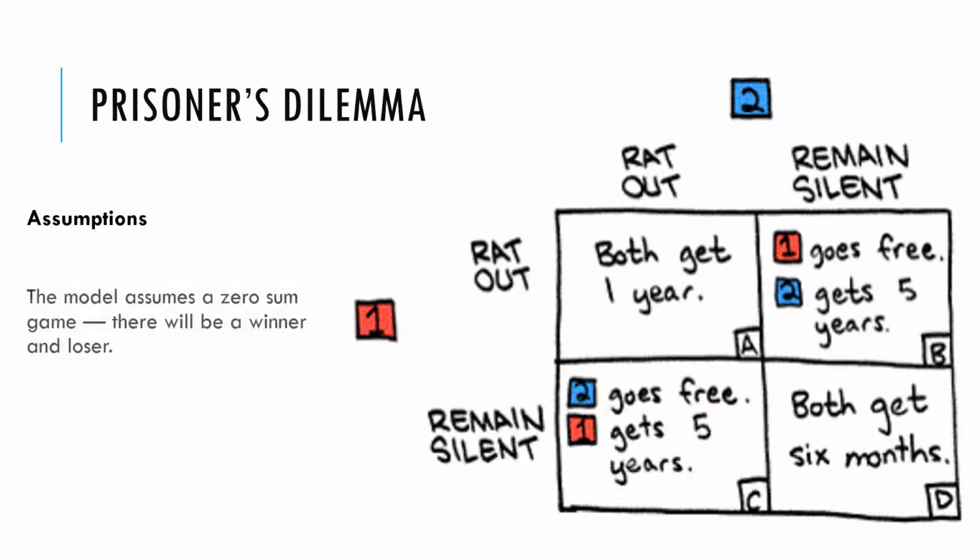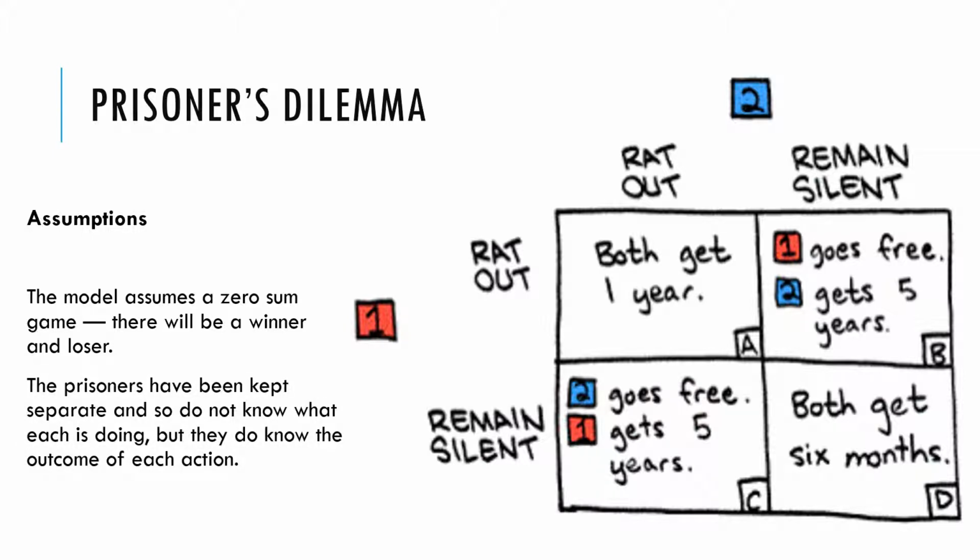Now, in this model, we've assumed it's a zero-sum game. There will be a winner and there will be a loser. These are the only outcomes that we're looking at. We also assume here the prisoners have been kept separate. You don't know what your friend is going to say. They don't know what you're going to say. You can't talk to each other, but they do know the outcome of your action.